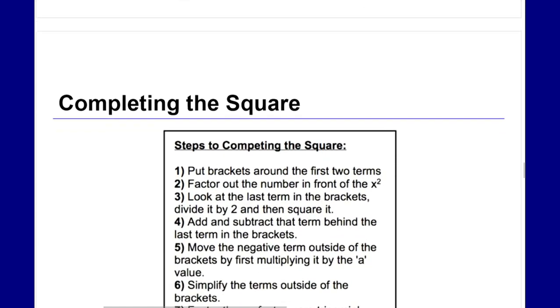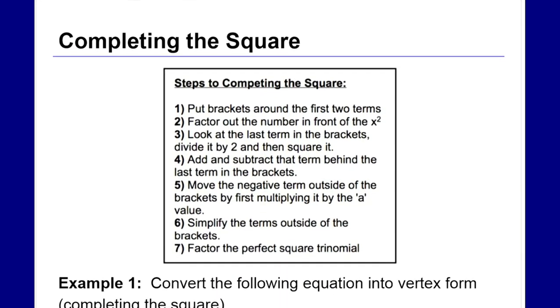So completing the square. We've looked at this in our review. We have the steps here, and we'll walk through those steps as we go. We're going to put brackets around the first two terms, factor out the number in front of the x squared, look at the last term in the brackets, divide it by 2 and square it to make a perfect square trinomial. I've heard this referred to as finding the magic number, the number that makes it a perfect square.